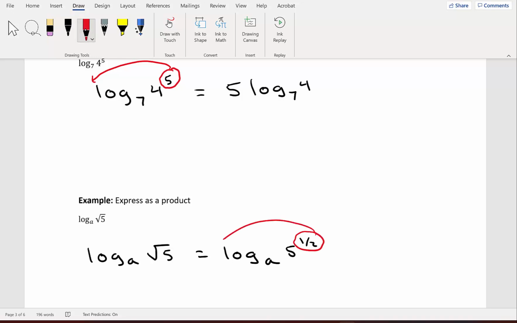So now I could take my 1/2 and bring it to the front of my log. This gives me 1/2 times log base a of 5. So I had to rewrite my square root as an exponent first, and then I was able to bring that exponent down and move it to the front.